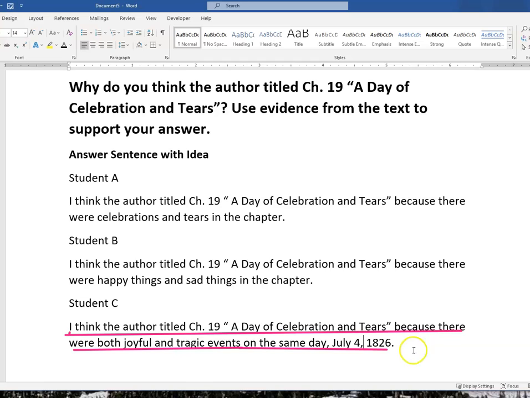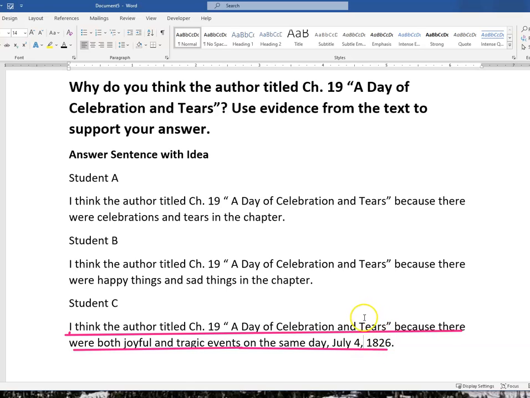Now, the student on that one went ahead and added some more detail in the words joyful and tragic events. It's a little bit better detail than saying happy things and sad things, and it's definitely better than just repeating the celebration and tears in student A's answer. They also explained that there were tragic events on the same day, July 4th, 1826, which is a better way to answer this question with detail that really explains why the author titled chapter 19 A Day of Celebration and Tears based on the evidence from the text.